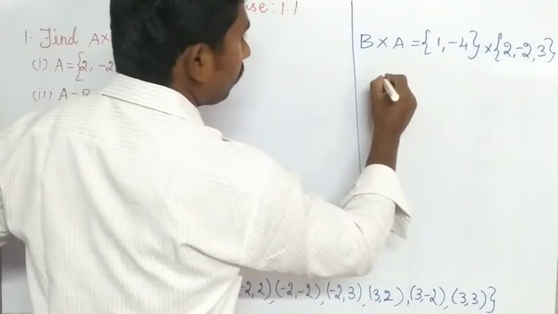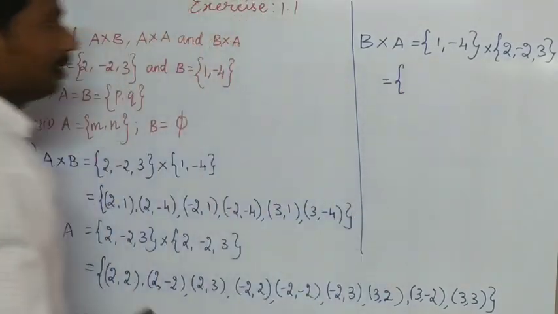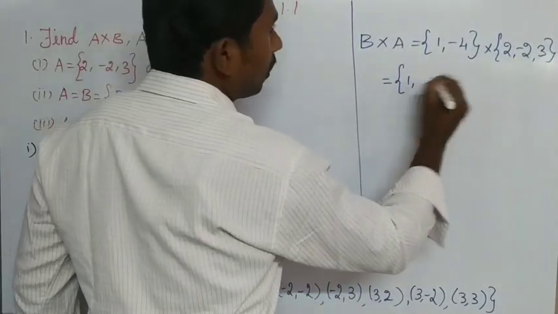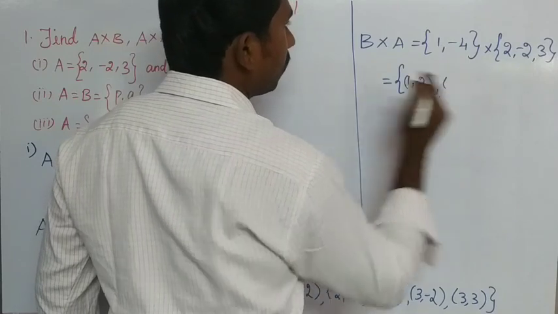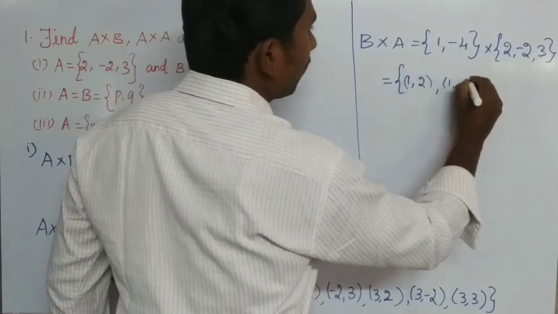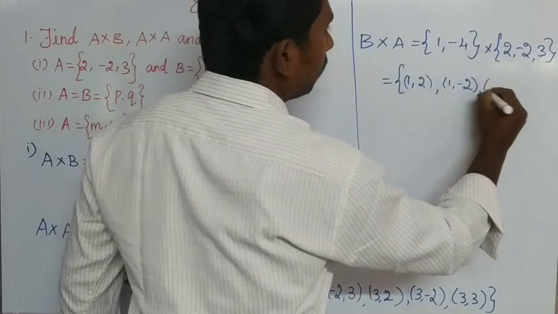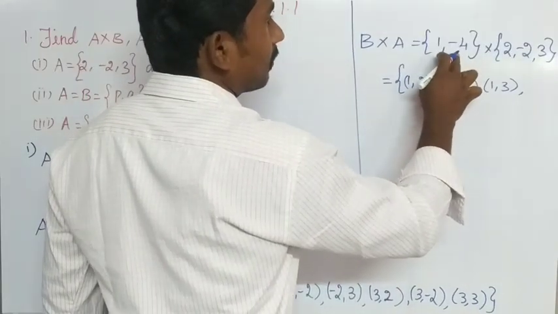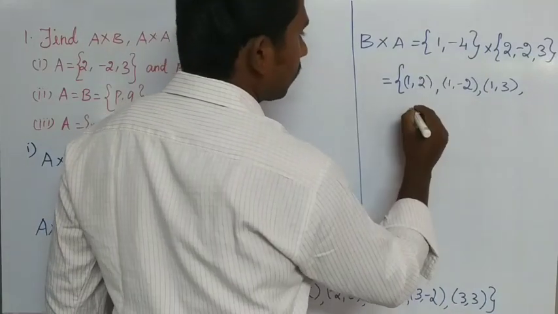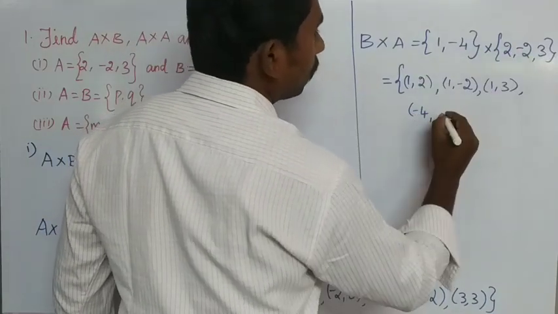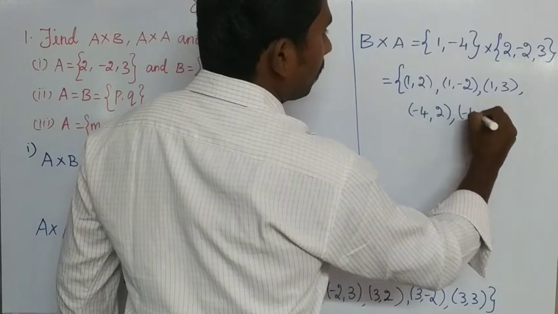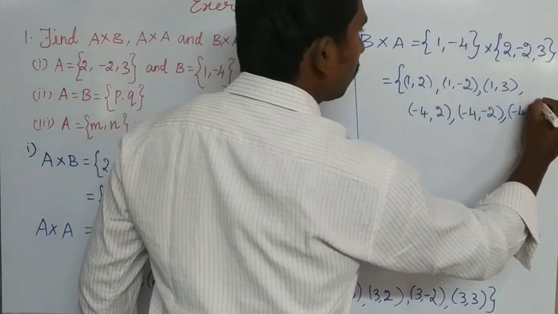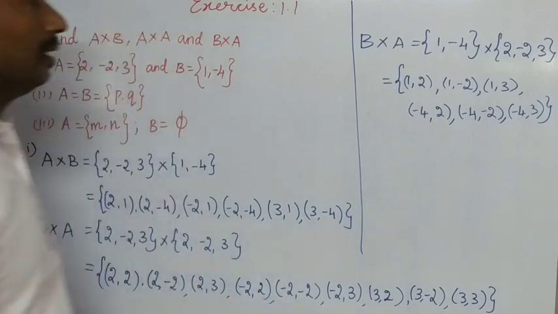Now it is equal to, open the set bracket. So here first element with all the elements of the second set: 1 comma 2, 1 comma minus 2, 1 comma 3. Then again second element in the first set with all the elements in the second set: minus 4 comma 2, minus 4 comma minus 2, minus 4 comma 3. So it is the required answer for B cross A.